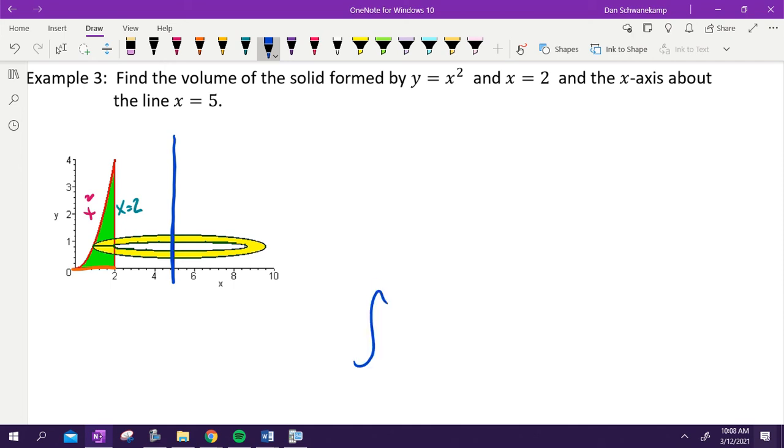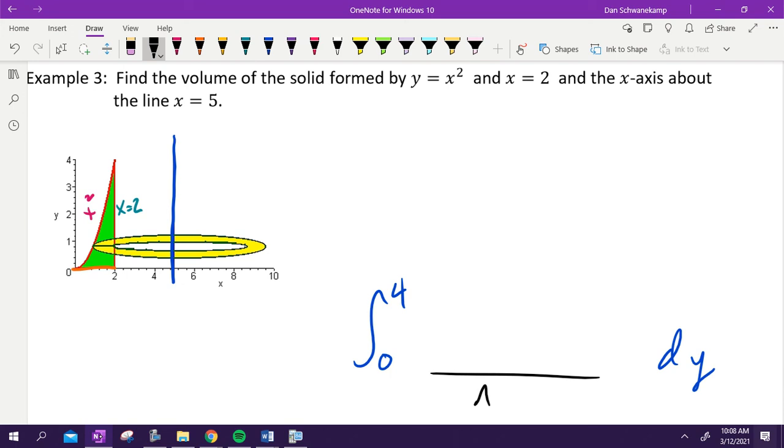The y-axis. That makes this a dy problem. Show me with your fingers. What are the bounds of my shaded region going to be? The y values. So we're going from 0 until 4. All I have left to do is figure out the area.